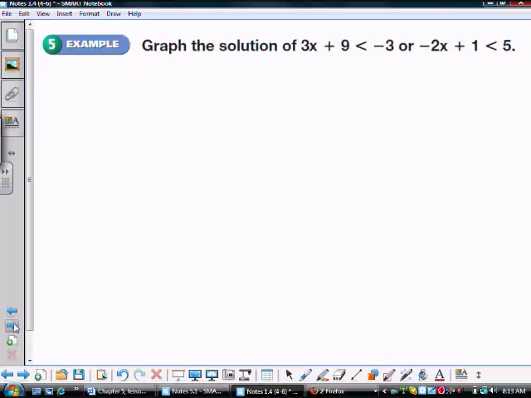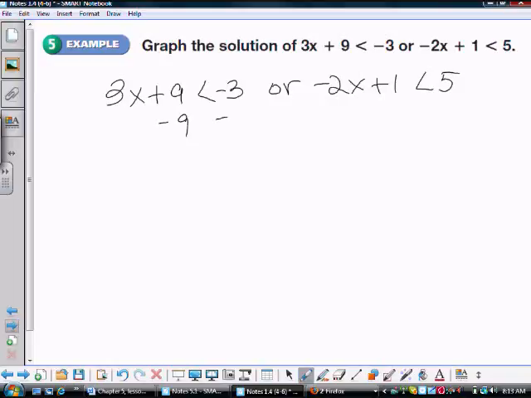All right, now we've got an or. So I can be wearing black or I can be wearing red. Any color will do. So on an or: 3x plus 9 is less than negative 3, or negative 2x plus 1 is less than 5. I'll start with the left again. Subtract 9 and get 3x is less than negative 12. Divide by 3 and x is less than negative 4. All right, I'm in good shape there.